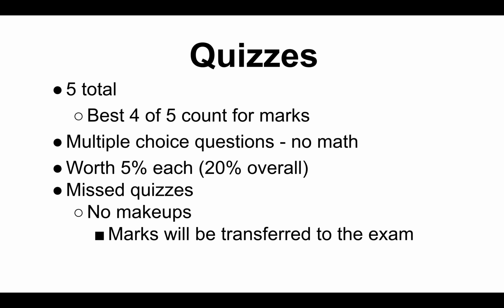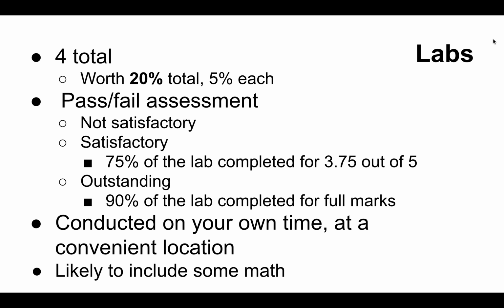There aren't any makeups that are available for quizzes that you miss. If you miss just one quiz over the entire summer, then your best 4 will be the 4 that you completed. If you don't complete all 4 quizzes, then basically 5% per quiz missed gets added to your final exam. So the weight of your final exam increases in a proportional fashion.